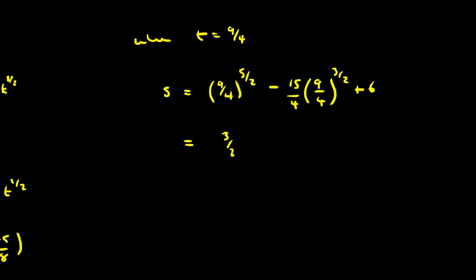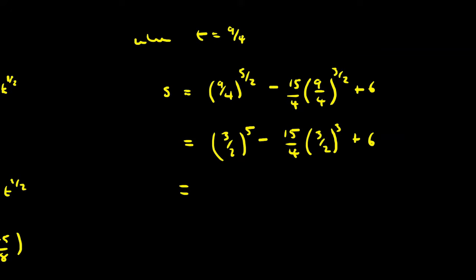I get (3/2)^5. I've got minus 15/4. Again, if I look at power of 3/2 here, then the denominator 2 means I'm square rooting. So this is (3/2)^3, and then plus 6. So let's try to simplify all of that. So I'm going to get 3 to the power of 5.